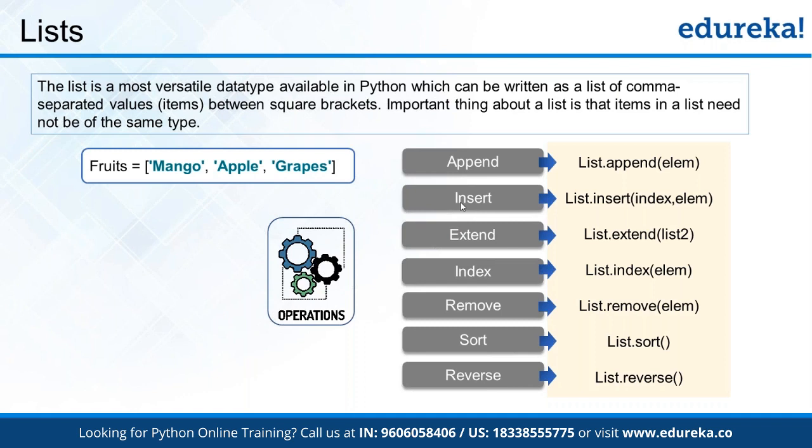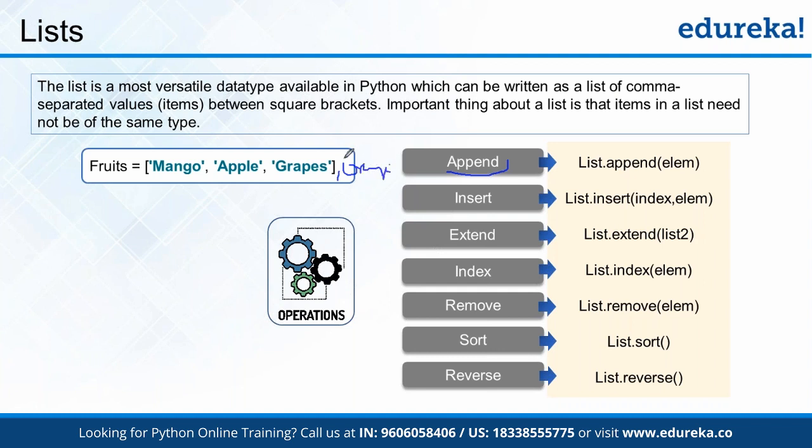Then we have the insert function. So what is the insert function? Append is also inserting an element, but where is it inserting? By default, it always inserts the element at the end of the list. So if I'm saying orange, it is coming at the end.